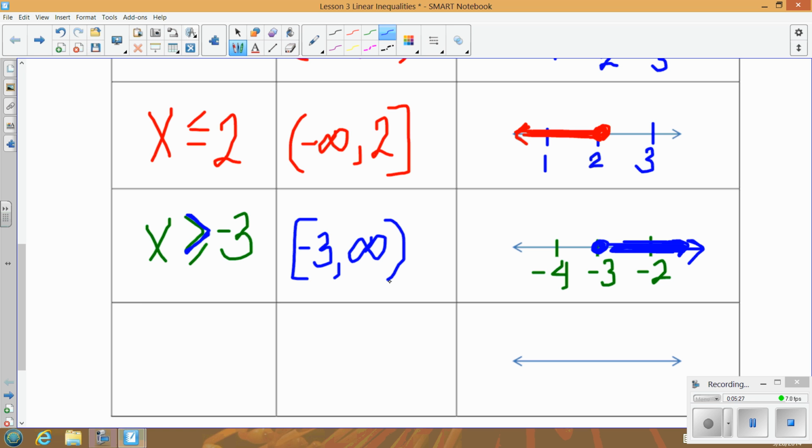Let's look at our last scenario here, when x is strictly greater than -3. So let's look at how things change here. We're still going to have our number line the same.